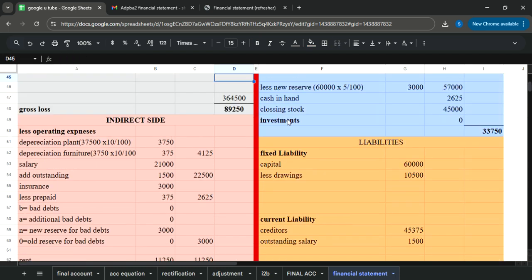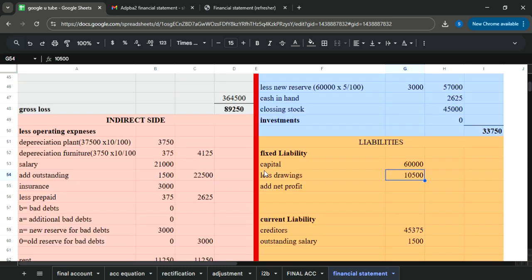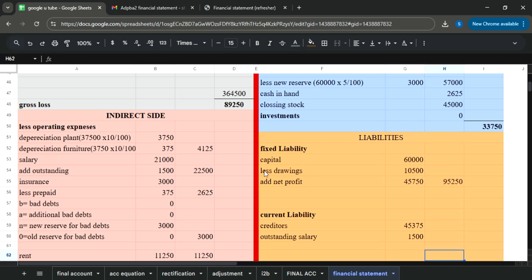We will be posting this profit over here. As you know, net profit should be added. And how much net profit you have calculated? 45750. In this way this part is ready to be calculated. As you know, capital less drawings and add net profit. Fixed liability total completed. Now we can take total of current liability. There are only two items, so simply you will add both.